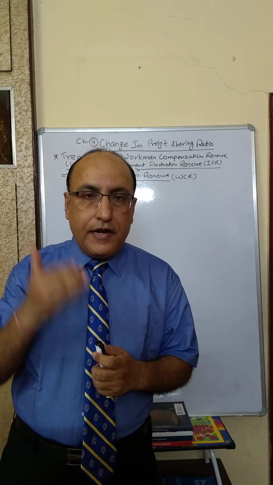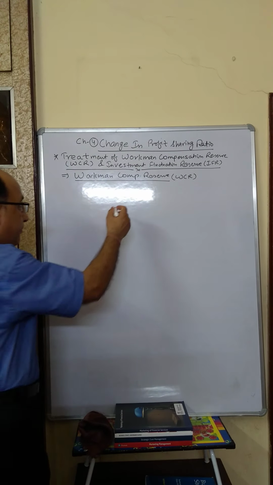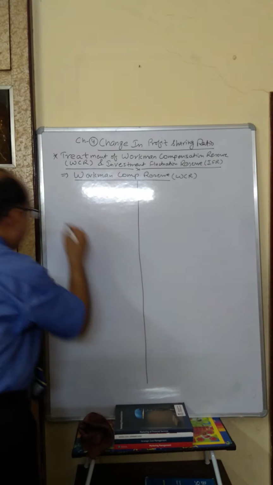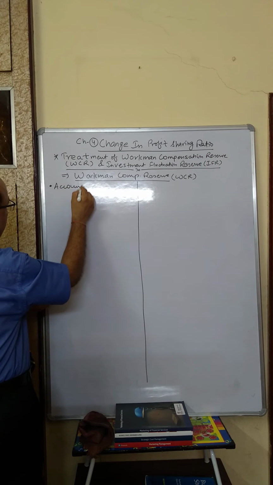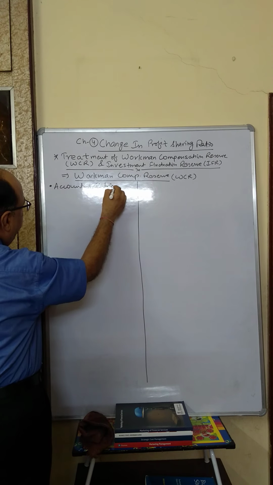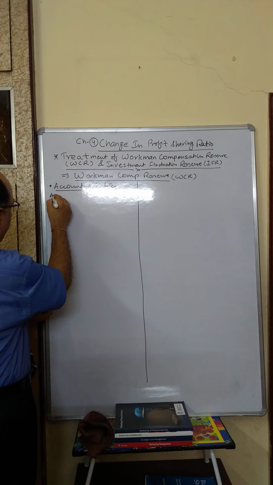Now, how could it be dealt with in the partnership firm's books? Let me deal with it one by one. I'll take some examples and go ahead with that. So let me discuss the accounting entries, how the accounting entries will be done in the firm's books. First point is number A.